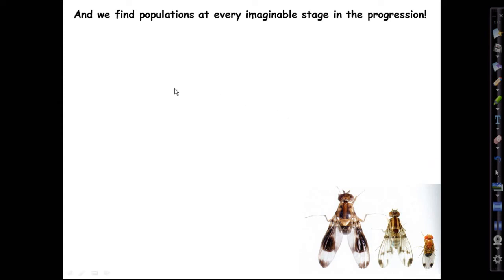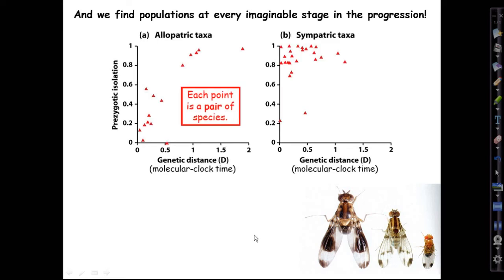And support for this view comes from the fact that we find populations today at every imaginable stage in this progression. So the evidence is abundant that this is how it happens. It is gradual. For example, here's Drosophila again. I don't think these are all Hawaiian Drosophila, but they're bunches of species pairs. Each point is a species pair. And what's plotted is genetic distance from nuclear genes on the x-axis. So think of this as molecular clock time. It's our best estimate of the time of separation of these species pairs. Or species or subspecies pairs, if you like.